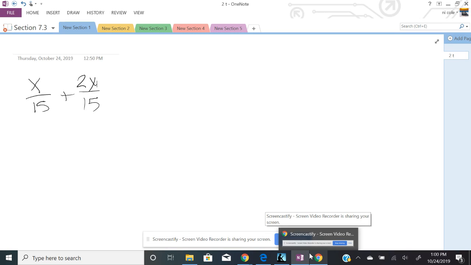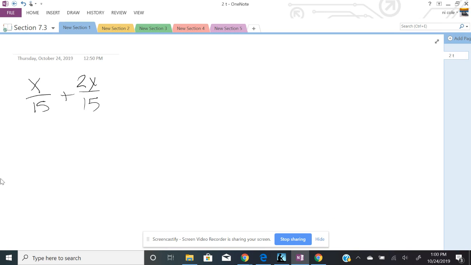All right, welcome to section 7.3. We're going to be adding and subtracting rational functions with common denominators, okay? So when we add or subtract, don't forget that we always have to have the same denominator. So if the number on the bottom is the same, we can just do the math. For instance, they both are 15 down on the bottom, so that means we just copy the 15, and we can do x plus 2x, which gives me 3x, okay?